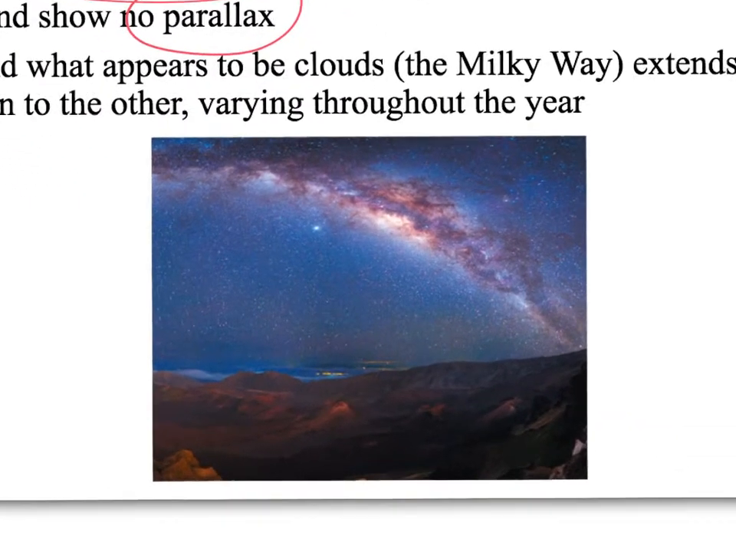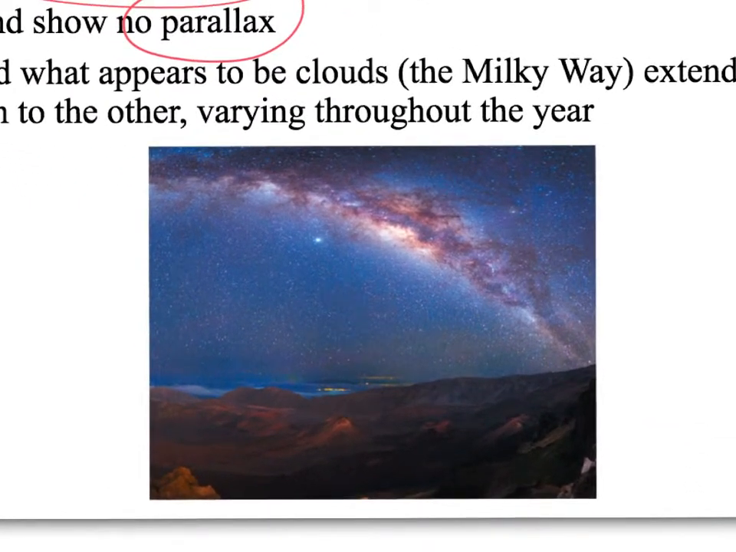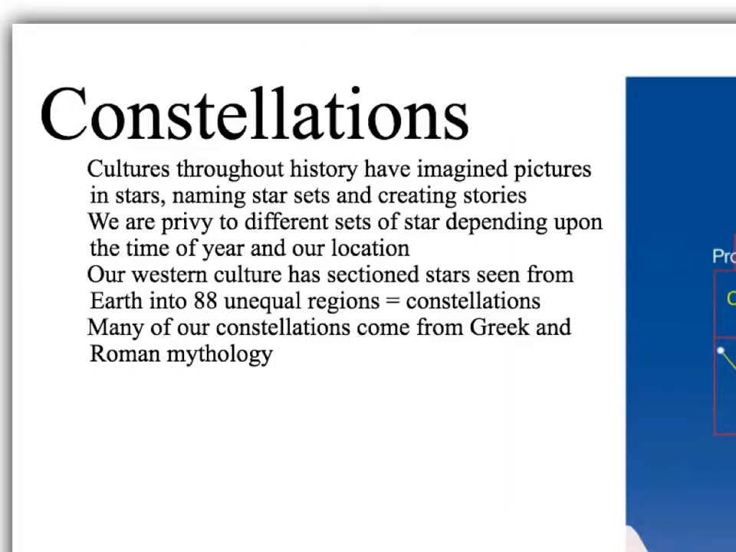One last thing to point out on this slide is we see something called the Milky Way. The Milky Way extends from horizon to horizon. The Milky Way looks like a wispy sort of cloud cover. It doesn't look this intense, but it will look different throughout the year as the Earth changes its position in orbiting the sun. We'll talk more about what the Milky Way is momentarily.